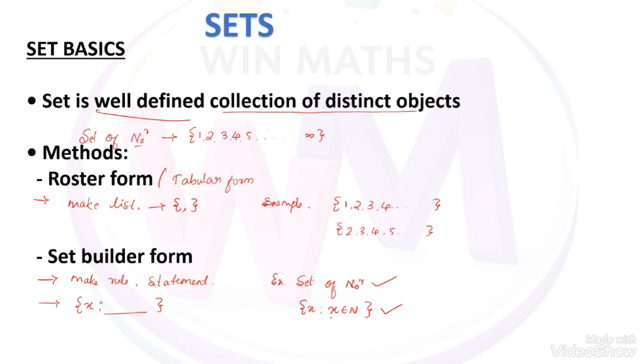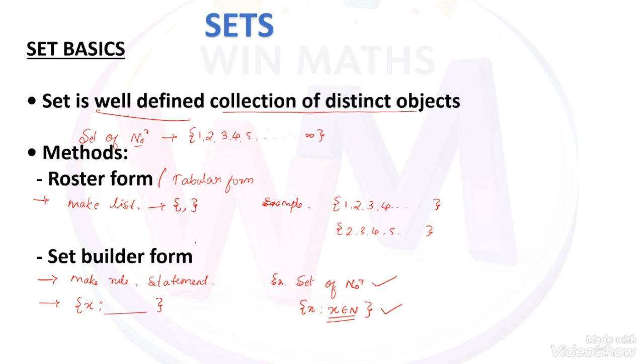All the elements can be represented by a common rule, and that is called set builder form. Then, if we make a list or write all the elements within braces separated by commas, we count it as roster form.